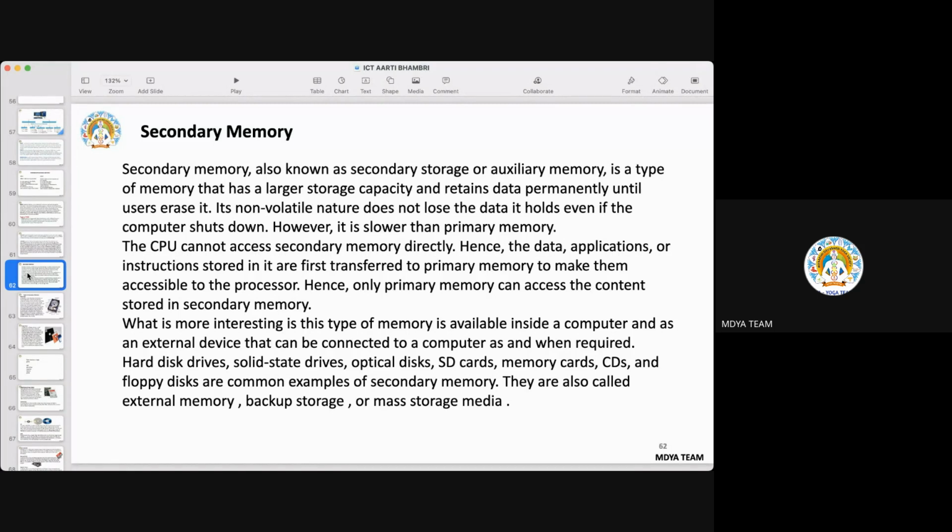What is most interesting in this type of memory is that it is an external device that can be connected to a computer as and when it is required. Now there are certain examples of secondary memories.